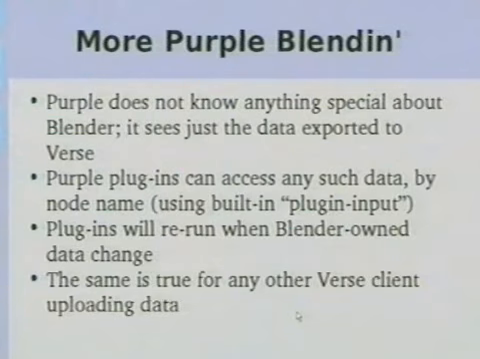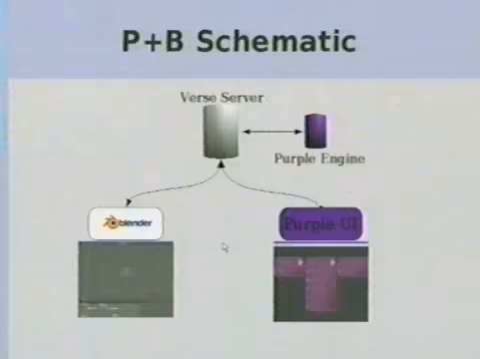And here's just, I think I've said most of this already. You saw that when I pulled the vertex in Blender, Purple noticed and reran, so the data was still there. Okay, this is a simple schematic of what I just did. It shows you the Verse server in the center and the Blender client, so to speak, and the Purple interface, and the engine sitting on the side here. This is how the programs were connected, more or less.